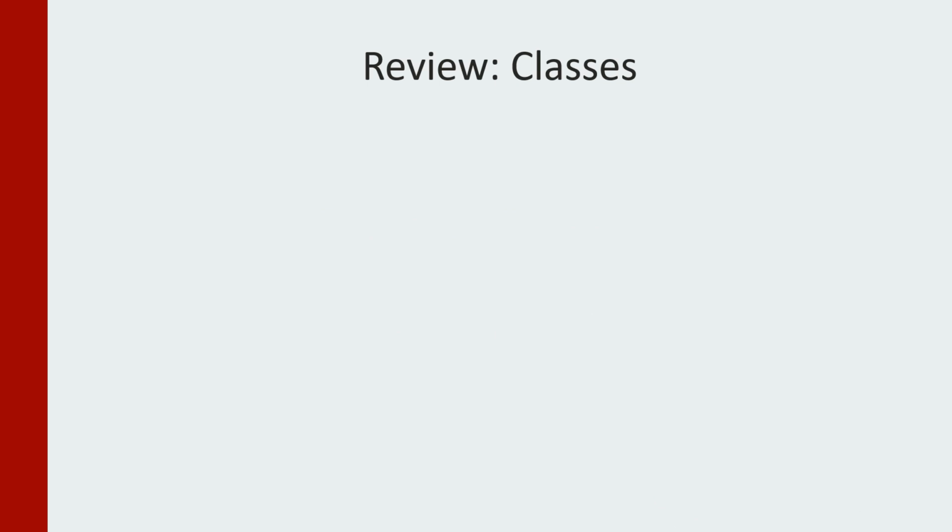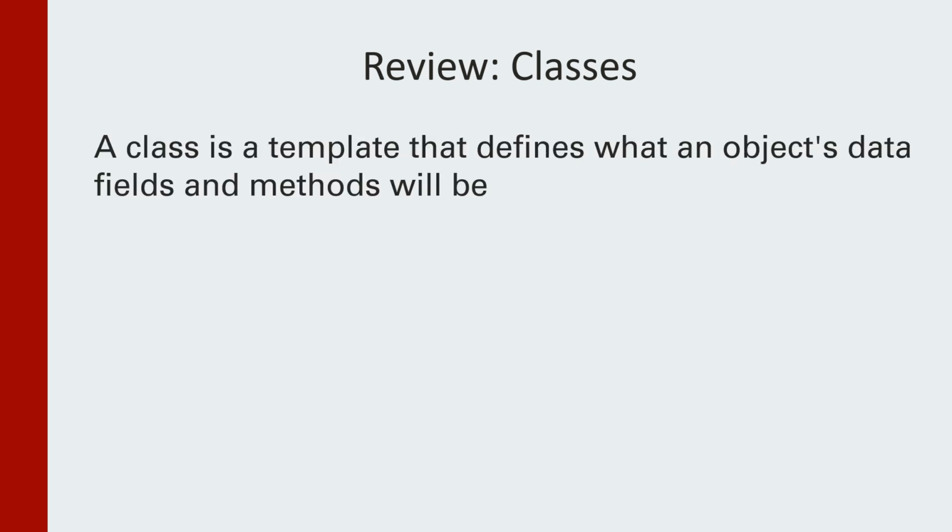Now, because we have talked about objects, I want to do a little review and remind you of the word classes. A class, by definition, is a template that defines what an object's data fields and methods will be. When we talk about data fields and methods, these are things that the object is, like what its properties are, and what it does.